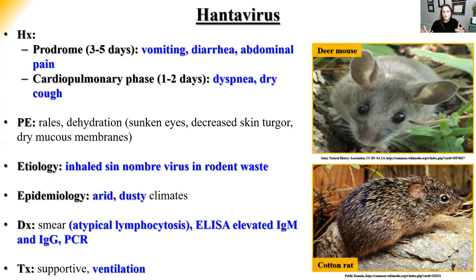Hantavirus is much more common in arid and dusty climates. So look for some kind of desert climate in that question. On smear, you may see atypical lymphocytes. And then the diagnostic criteria, the definitive test, is an ELISA with an elevated IgM and IgG or a PCR test, so genetic testing for this virus.